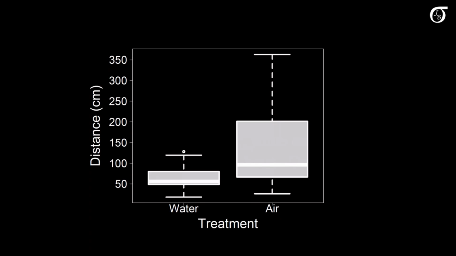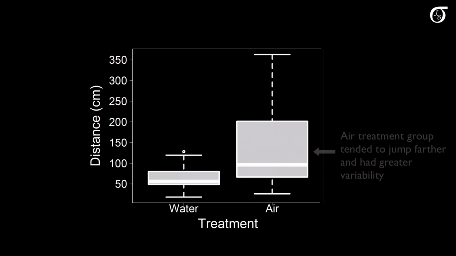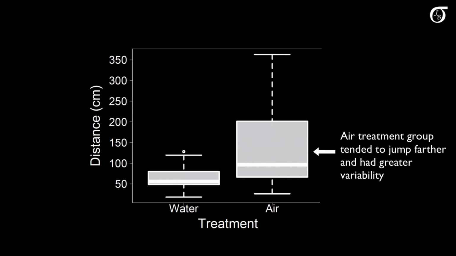Here are side-by-side box plots for the 26 distance measurements in each treatment group. The major takeaways here are that it looks like the air-treated group tended to jump farther, since the boxes shifted upwards a bit. And the air group also had greater variability in their total jumping distance, since there appears to be greater spread in the observations. Later on, we might use statistical inference techniques to investigate that, seeing if we have strong evidence that the air-treated group does indeed jump farther on average.